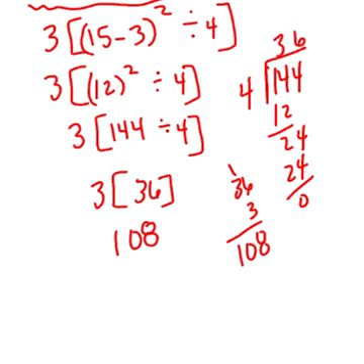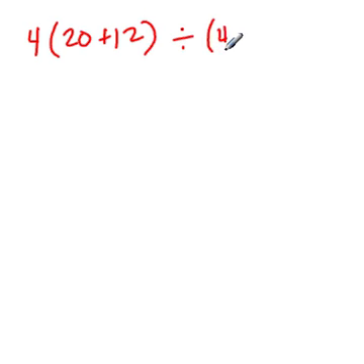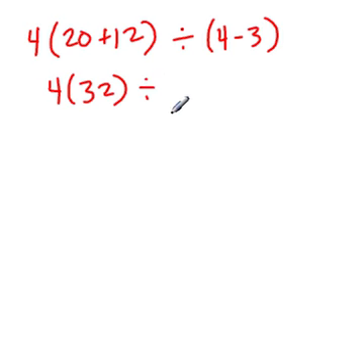Continuing on, number 4. We have 4 times (20 plus 12) divided by (4 minus 3). So by our order of operations, we're going to do every operation inside parentheses first in this case. So I have 20 plus 12, so that's going to be 4 times 32 divided by 4 minus 3, which is 1. Still leaving them in parentheses.